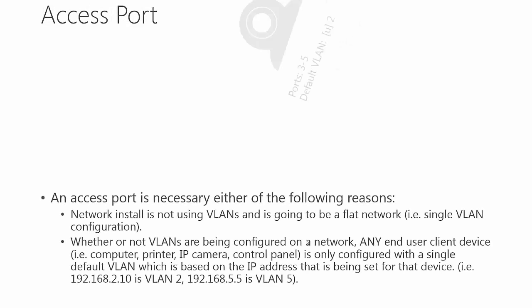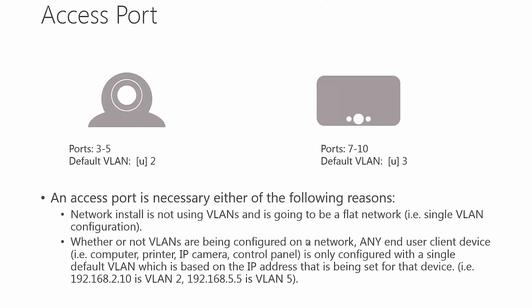All other end-user devices, such as printers, computers, control systems, and home automation devices, will be configured only as access ports. The reason is because these devices are not capable of configuring VLANs on their user interfaces. Therefore, they do not need to have any VLANs tagged, but only to be configured for the VLAN which the device will be set. This VLAN is called their default VLAN.